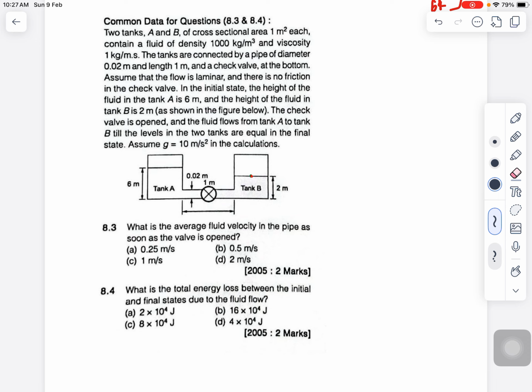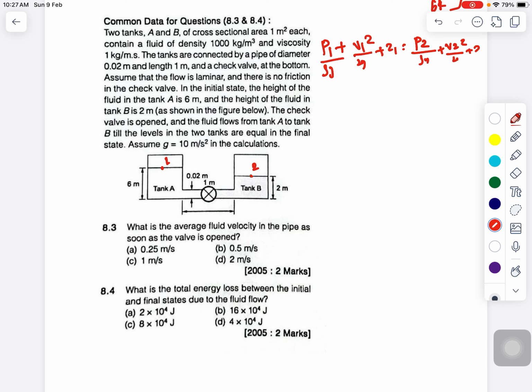Okay, great. So let's say this one is my point 1 and this one is my point 2. If I apply Bernoulli's equation, I can write p1 by rho g plus v1 square by 2g plus z1 equals p2 by rho g plus v2 square by 2g plus z2. Is that clear? Now since v1 square by 2g and v2 square by 2g will be 0, this is at a static condition, so I can write p2 minus p1 divided by rho g equals z1 minus z2, that is equals to 4 meter.